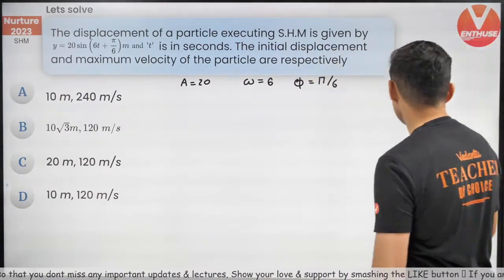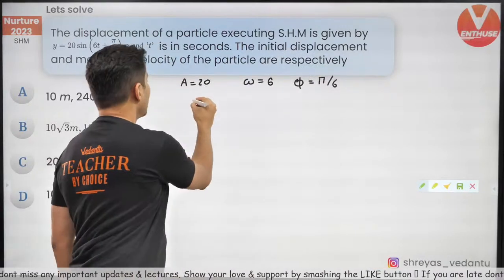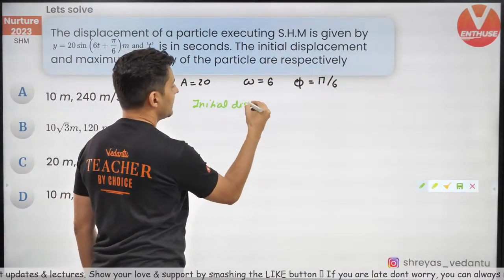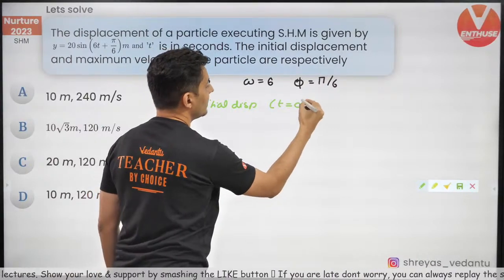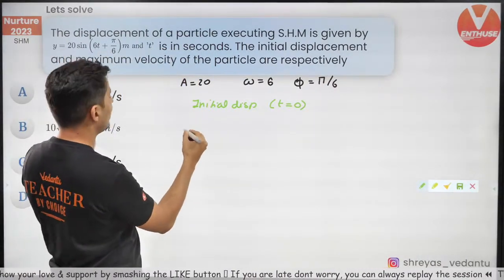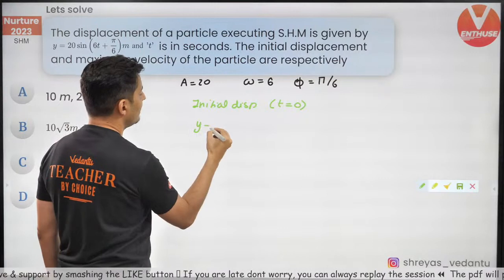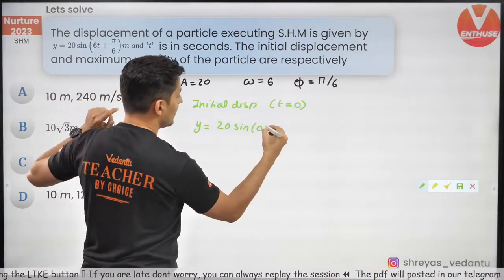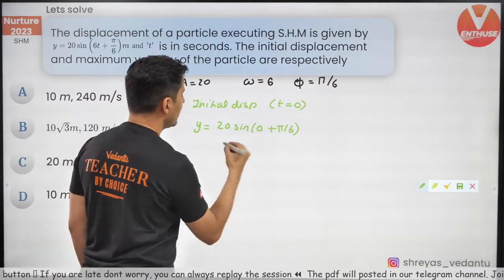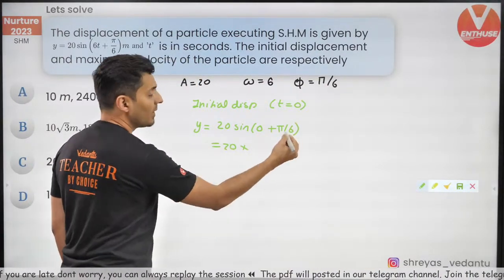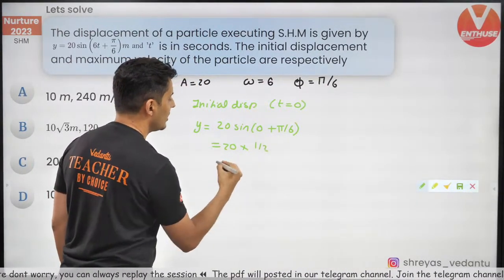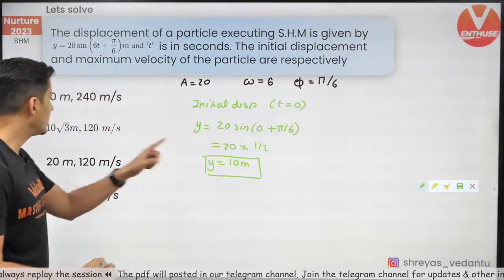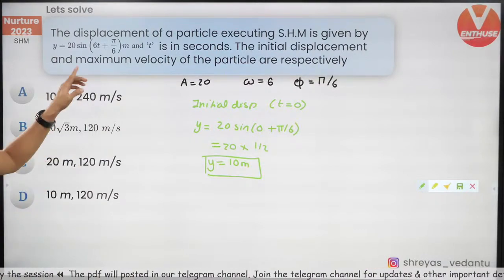Now, the next thing. What is the initial displacement? The meaning of initial displacement is when time is equal to 0. So just substitute the value of time as 0. So y will be equal to 20 sine, put the value of time as 0, plus pi by 6. So 20 into sine of 30. Sine of 30 is half. So it is going to be 10 meters. So that is your initial displacement, 10 meters.